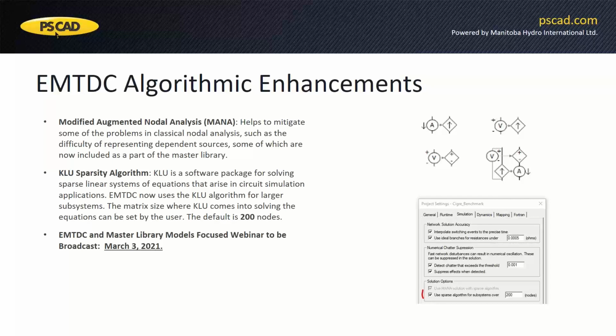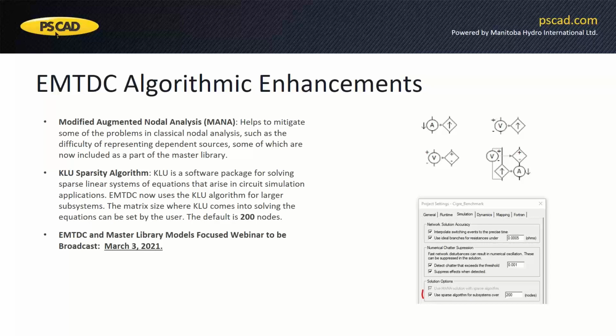The EMTDC team has been working hard on improving the algorithm itself to make it faster, and two of those improvements have made it into the PSCAD version 5 release. The first is a modified augmented nodal analysis algorithm. This helps mitigate problems with the classical nodal analysis and allows us to represent dependent sources. We've added 4 of these sources to the master library for the version 5 release.